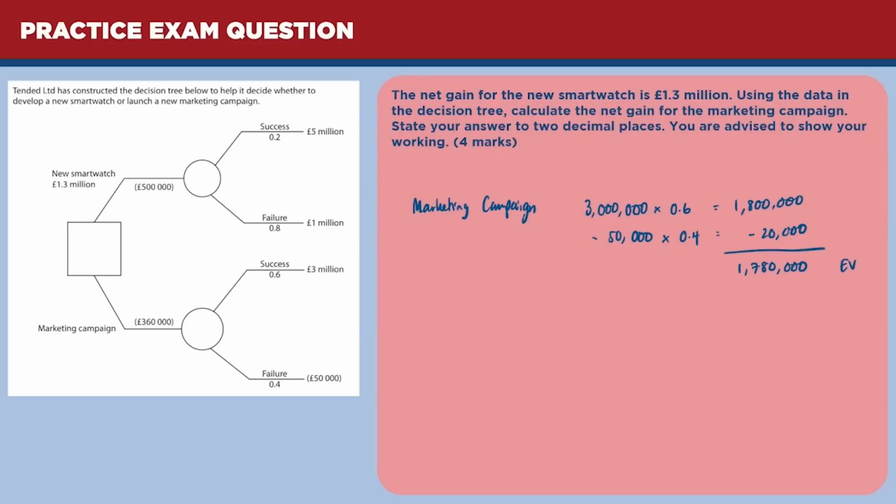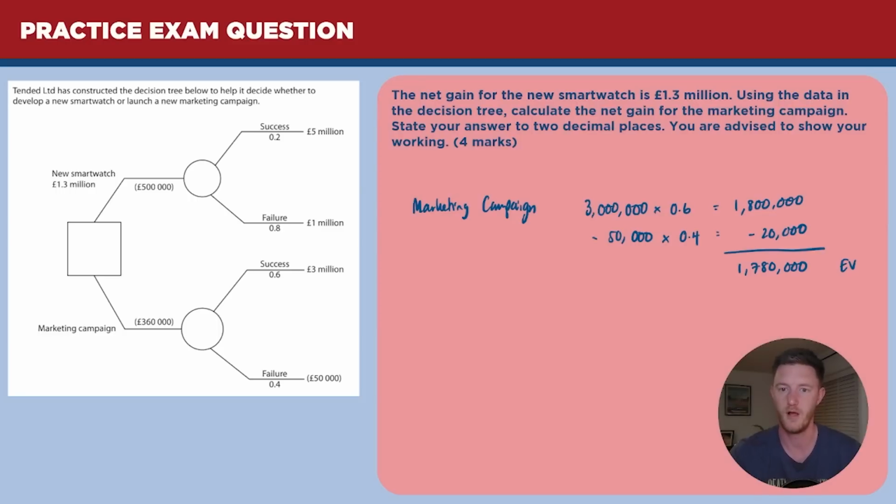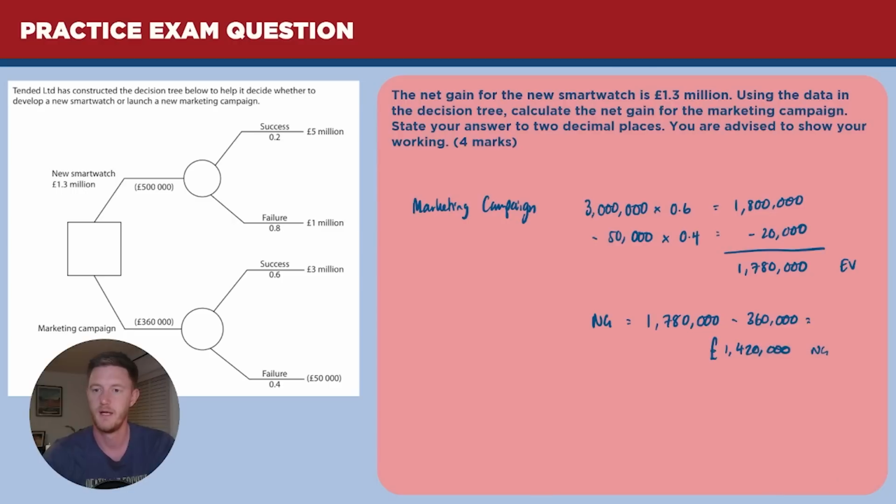You'll notice I've written the whole thing out there. The reason I've done that is because one's in 3 million and the other one's in 50,000. So if you just write 3 in the calculator, 3 times 0.6, and forget to convert it over, that's going to be a bit of an issue. So I've made a point of writing it all out here. Our net gain is going to be 1,780,000 minus 360,000, which was the initial cost, which gives us a net gain of 1.42 million. So slightly higher than the smartwatch.